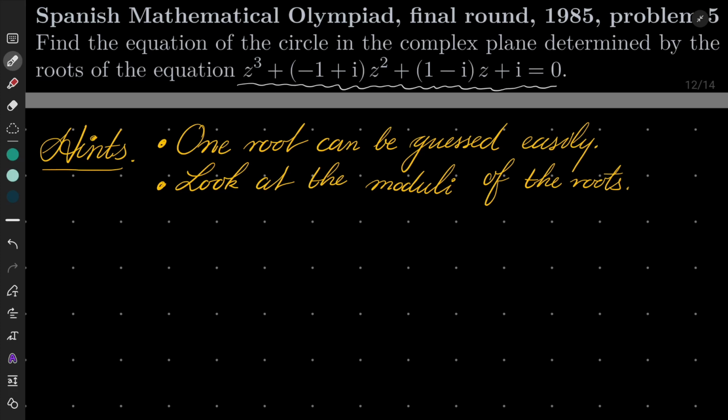My hint for this problem is to try to write this equation in such a form that one root can be easily guessed. Then after guessing one root, the other two roots can be found by the quadratic formula. When you have all three roots of our equation, look at the moduli of the roots, the absolute values. So try this problem yourself and see you in a minute.